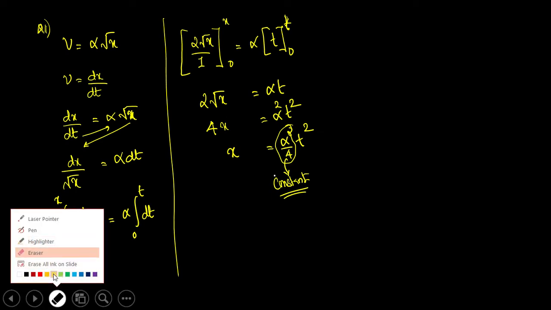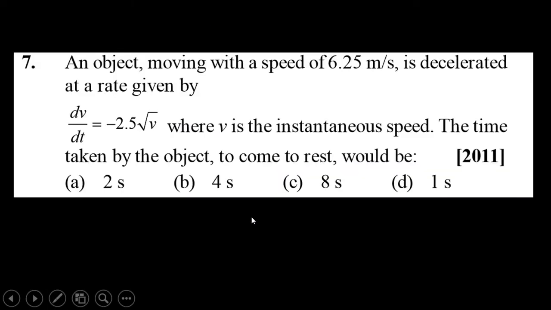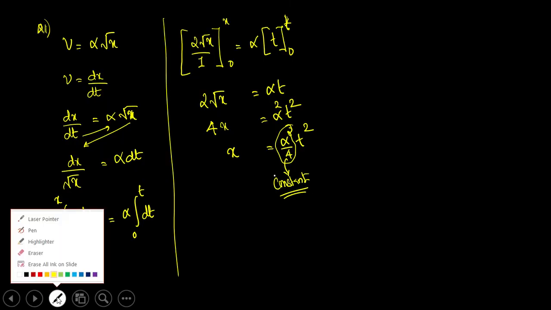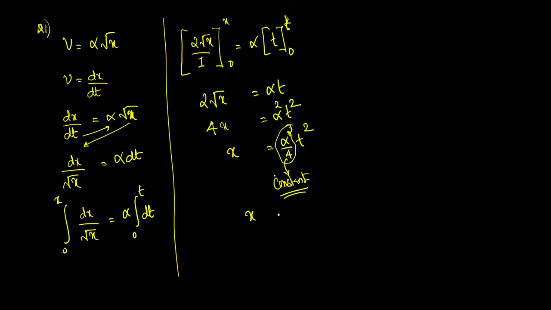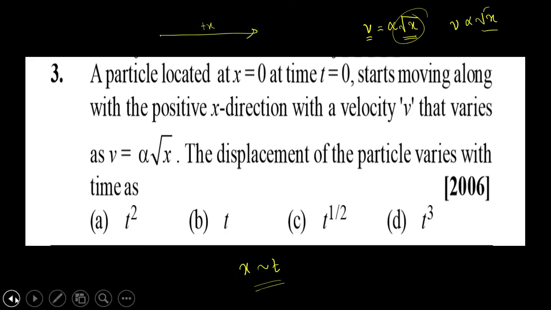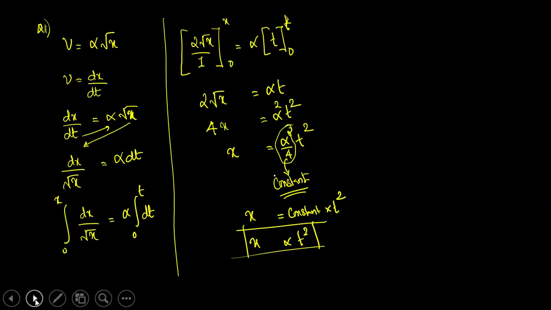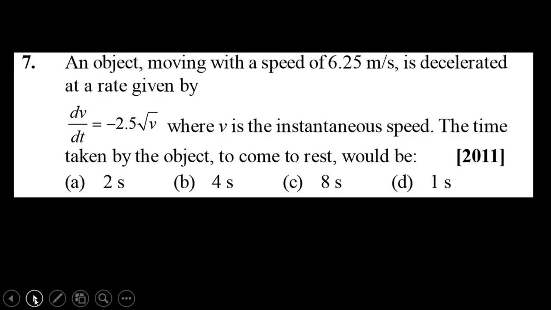So I can write that x is equal to a constant times t squared, or x is proportional to t squared. So we got the answer. The actual answer is option A. Okay guys, perfect. If you got the answer, it's good. If you didn't get the answer, it's still good. You just have to keep on trying. Now let's go for the second question.